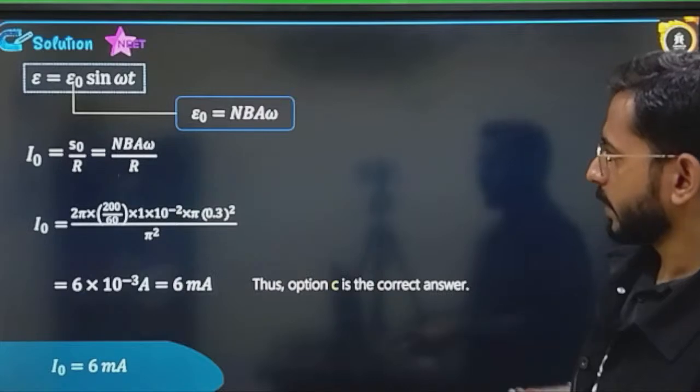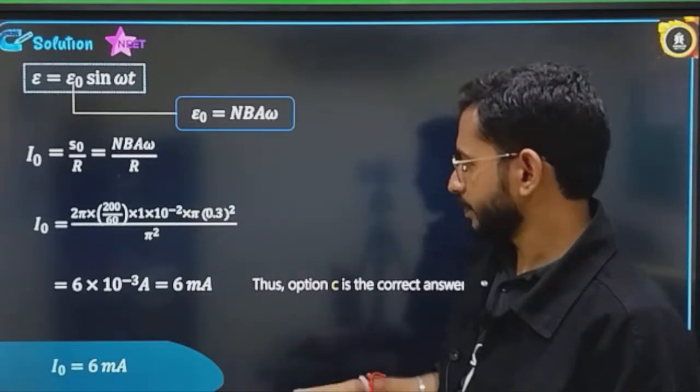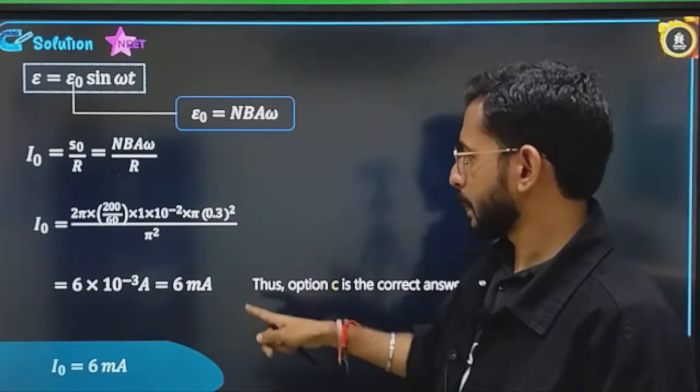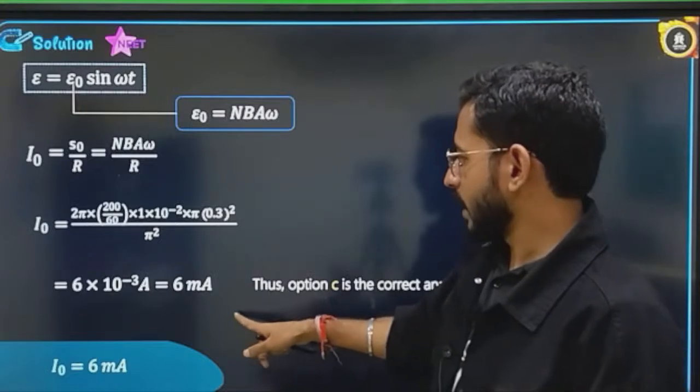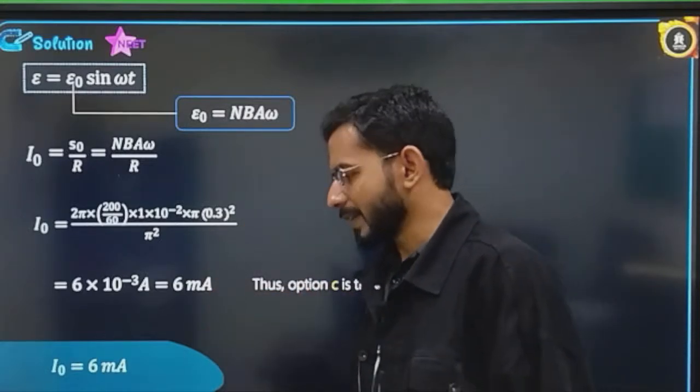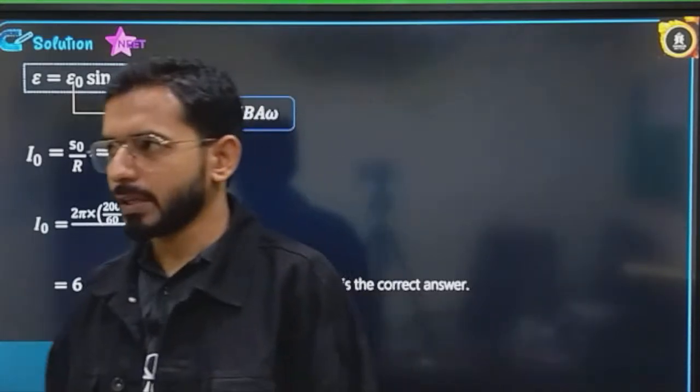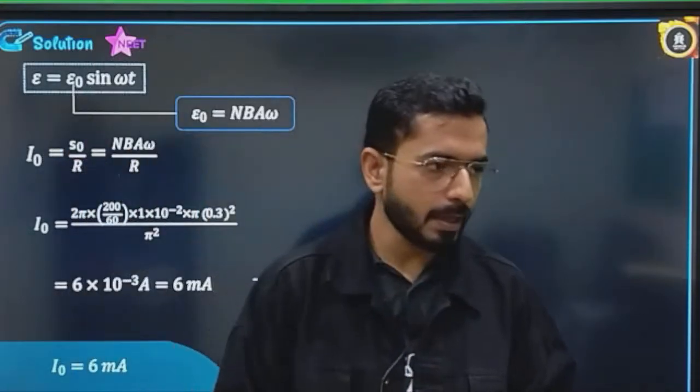Let's see what answer is coming. After solving this completely, you will have the result as 6 milliampere. You can put the values and check it. It will come to 6 milliampere.